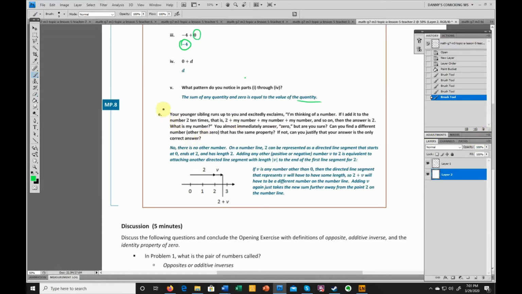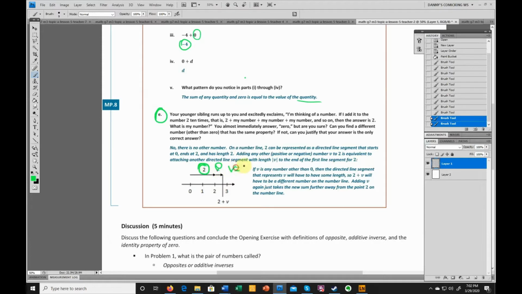Okay, number E is a challenge. I have 2, and I'm going to add 10 numbers to it. And at the end of adding those 10 numbers, it's going to equal 2. The only number that I could have possibly added 10 times to 2 was 0. V has to equal 0, because if I add any other number to it, it's going to be higher than 2. Now, if I subtract it, I might be able to get back to 2, but if I'm only adding, the only way that it will equal 2 is if those numbers are 0.